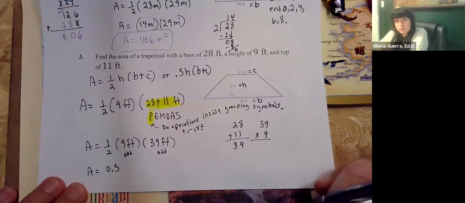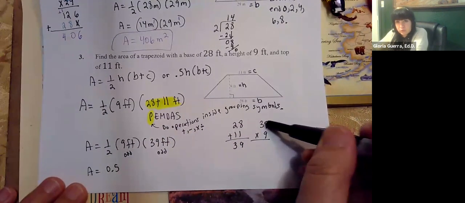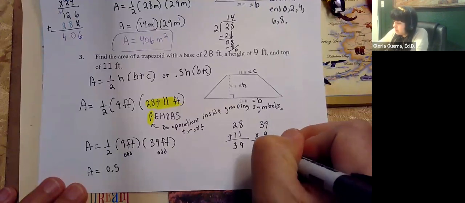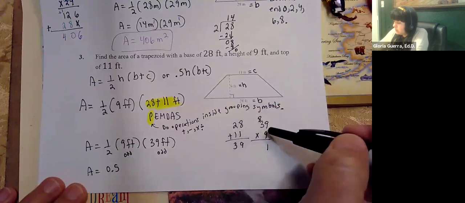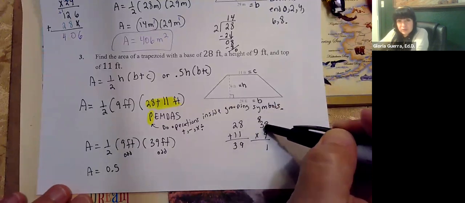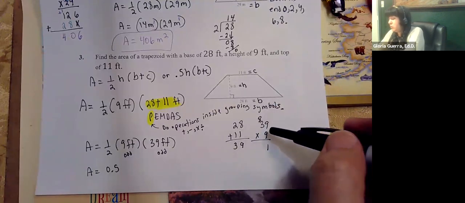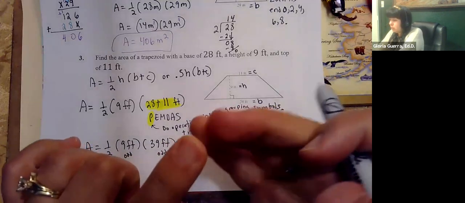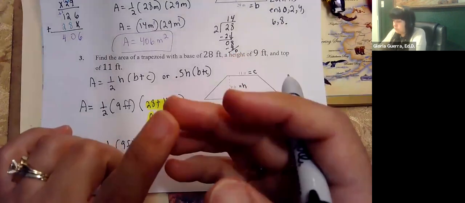You want the number with the most digits at the top. So 39 has 2 digits, times 9. 9 times 9 is 81, carry the 8. 9 times 3 is 27, and then you want to add 8. 27, I'm going to use my fingers. 27, 28, 29, 30, 31, 32, 33, 34, 35.